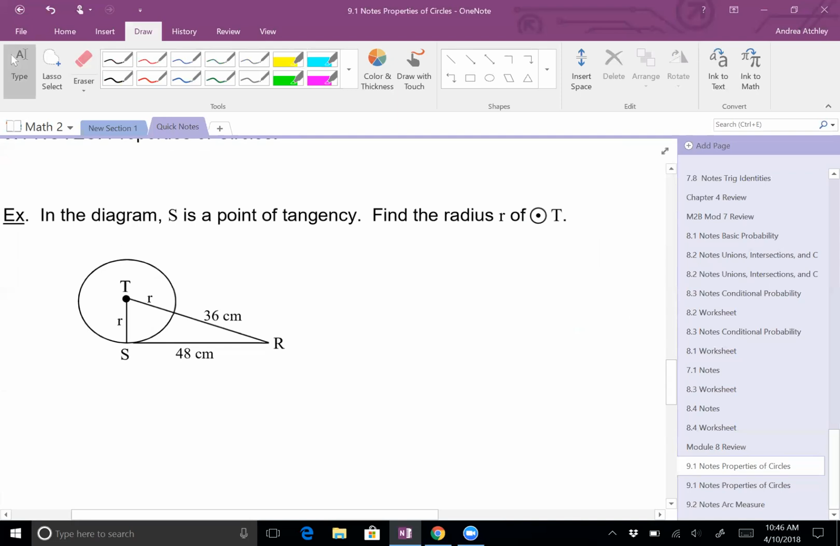Okay, in the diagram, S is a point of tangency. That means that these are perpendicular. If it's a point of tangency, then TS is perpendicular to SR. That's what that means. That makes a right triangle then. So we have to find the radius, R.